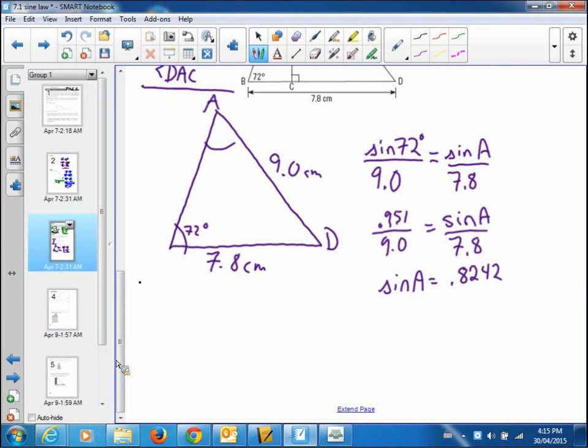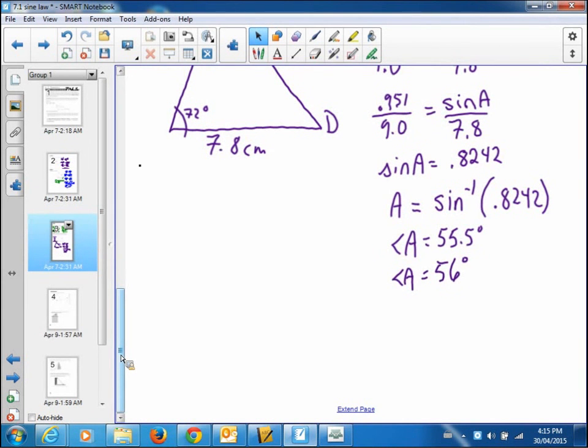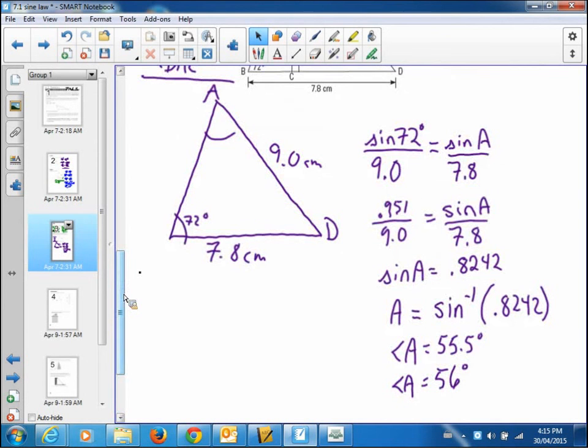Decimal 8242 is what the sine of A is equal to. So for that A, we have to use the inverse button. Do that, and you'll find out that angle A is equal to 55.5. I'm going to use 56. Okay, great. That's 56 degrees. Now what? It's a lot of work. Once we have that, we can find angle D.